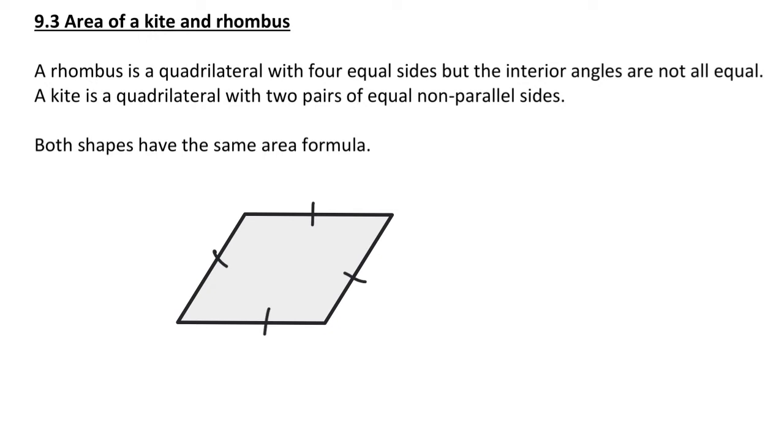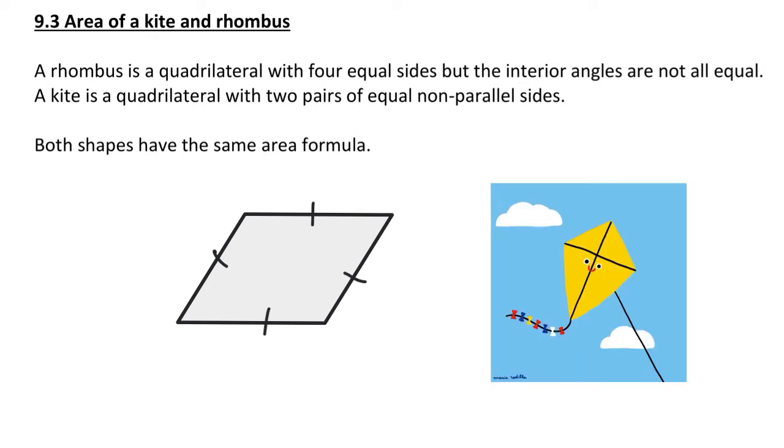And a kite is a quadrilateral with 2 pairs of equal non-parallel sides. So what we can see is that the 2 diagonal lines at the top are equal and the 2 diagonal lines at the bottom are equal.